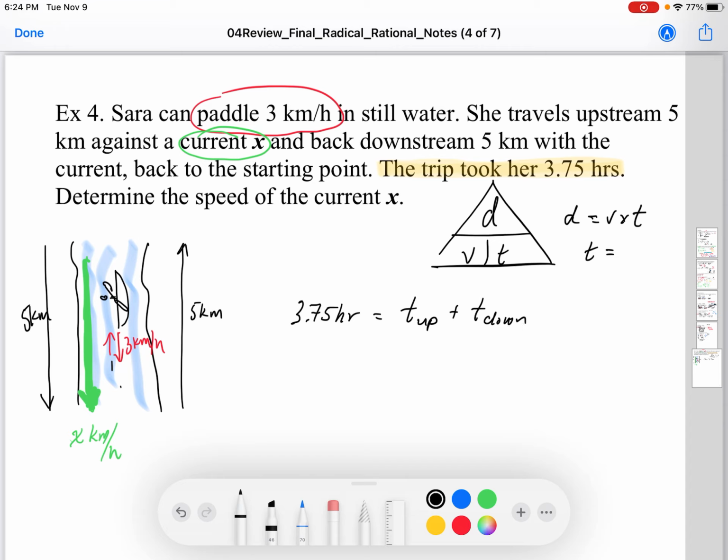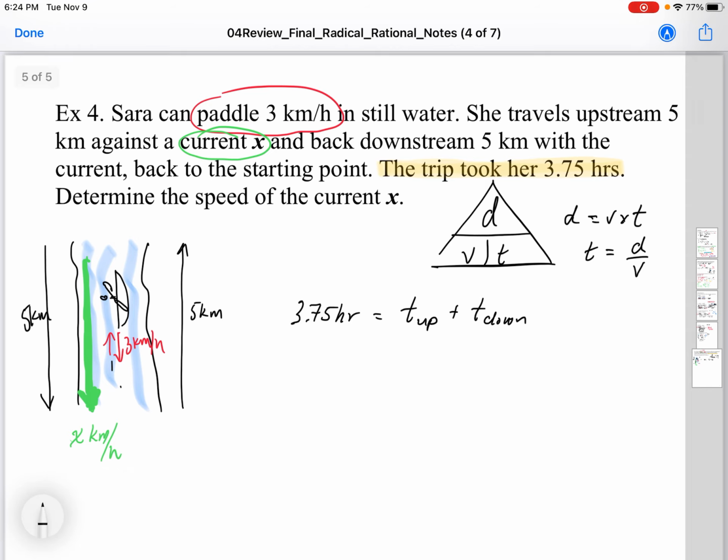Now to get the time, we need to have an expression for time. So I need to rearrange the distance equals velocity times time formula. And to get time, we go: time is equal to the distance divided by velocity. So I'm first going to convert this 3.75 hours into 15 over 4 hours. That's going to be equivalent to 3.75. I'm going to do this as a rational expression, so I want fractions.